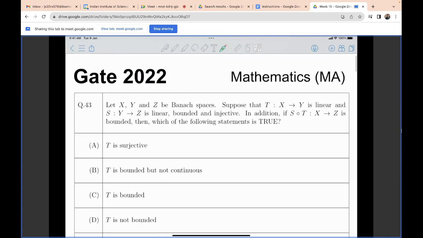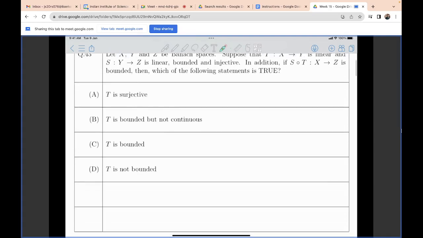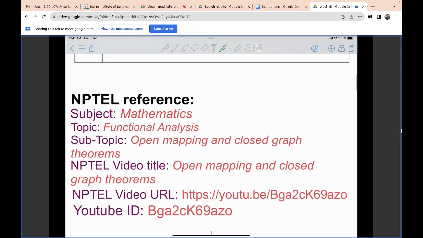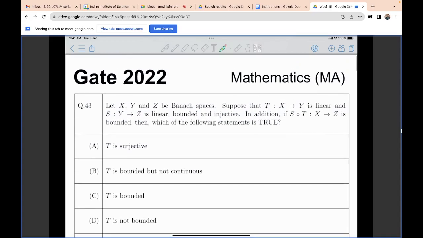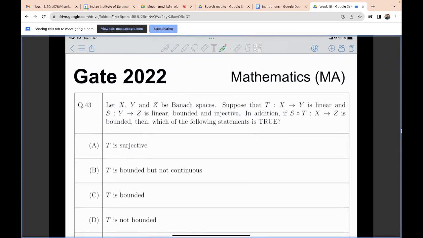Okay, we'll solve this one. So in order to solve this, this is the NPTEL reference. You can check it for references. Okay, so let's try to solve this question.